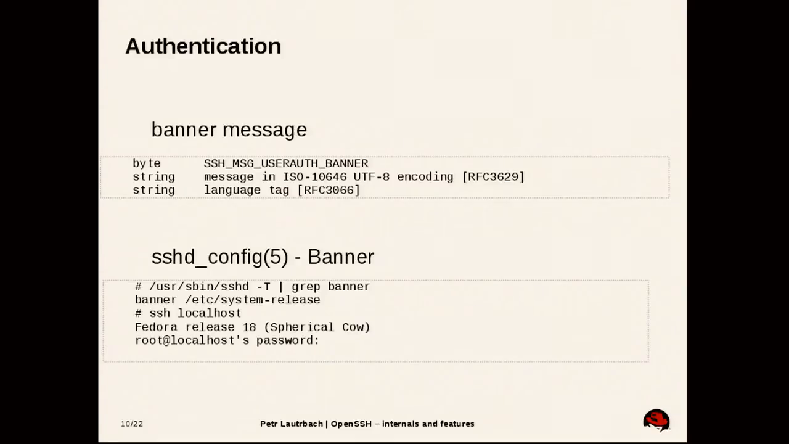During the whole authentication, the server might also want to send some message to the client. That's why there's a banner message, which has this format, and can be configured in sshd_config using this option, as you can see in this example. The Banner option takes one argument, which is a file with the banner message, and usually when you use a client and log in to the server, you will see that message from that file before your login, before your password prompt.